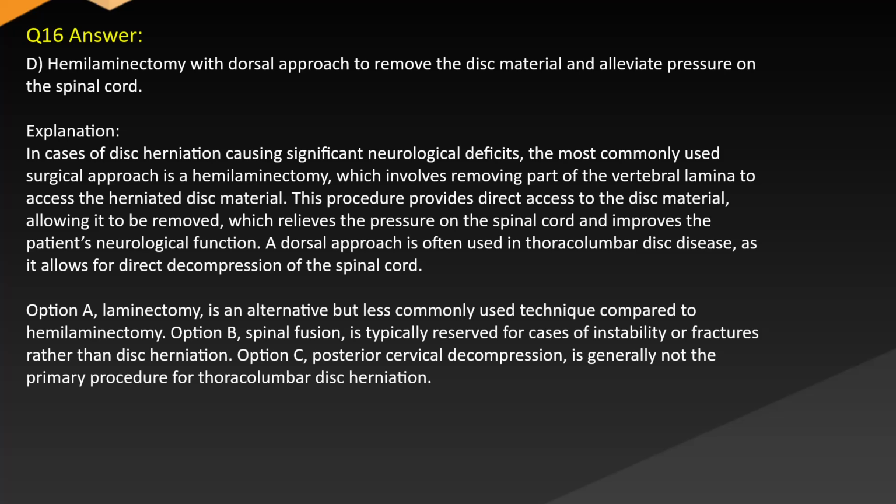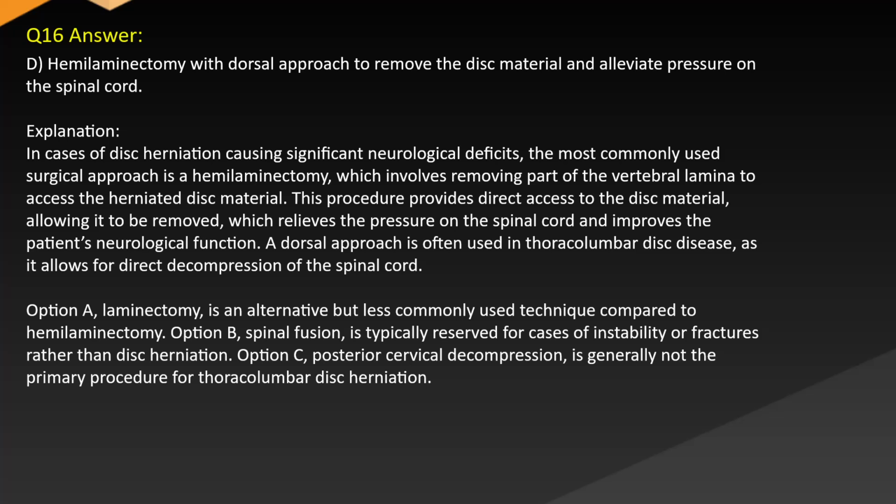Explanation. In cases of disc herniation causing significant neurological deficits, the most commonly used surgical approach is a hemilaminectomy, which involves removing part of the vertebral lamina to access the herniated disc material. This procedure provides direct access to the disc material, allowing it to be removed, which relieves the pressure on the spinal cord and improves the patient's neurological function. Dorsal approach is often used in thoracolumbar disc disease as it allows for direct decompression of the spinal cord.